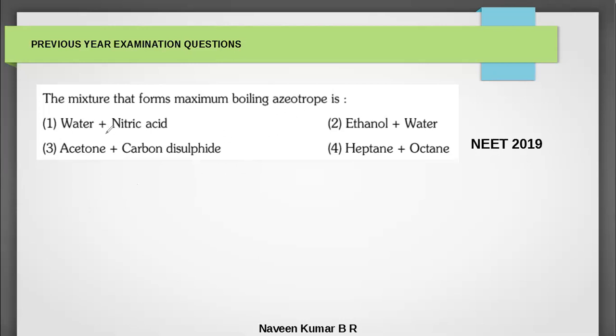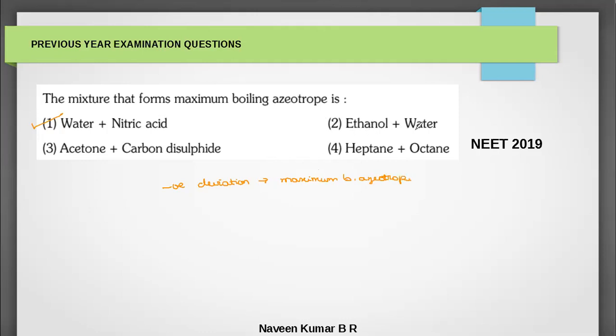If you observe here, water and nitric acid, 68% nitric acid in water, we have seen as the example of a solution showing negative deviation from Raoult's law. So hence, the negative deviation showing solution will form maximum boiling azeotrope. The correct option is option 1.